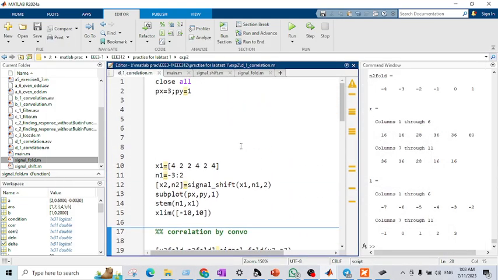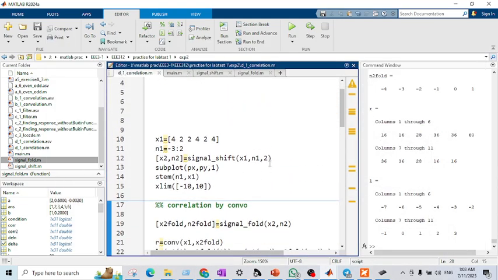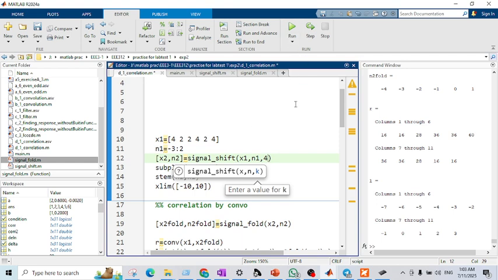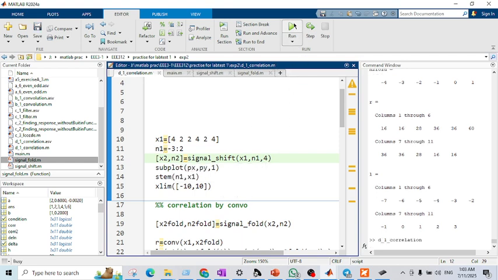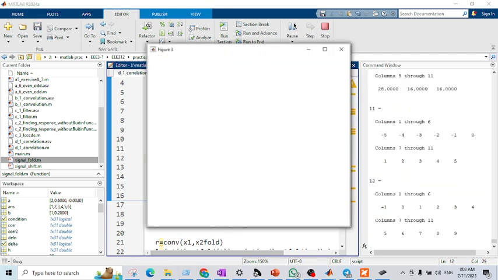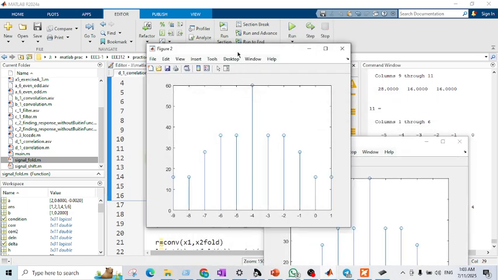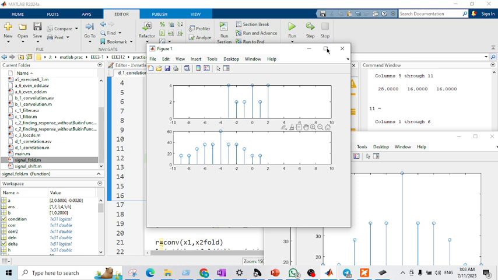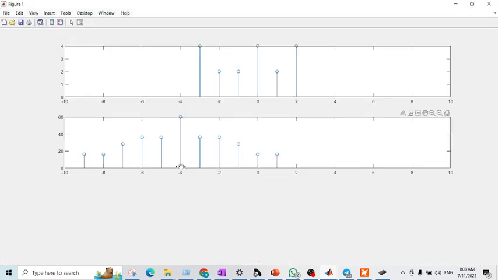If you shift it, you have shifted it by 2, right? Let's shift it by, let's say, 4. Now let's see what happens. Okay, so you shift it by 4, you see you have a peak at -4. So this has a significance.